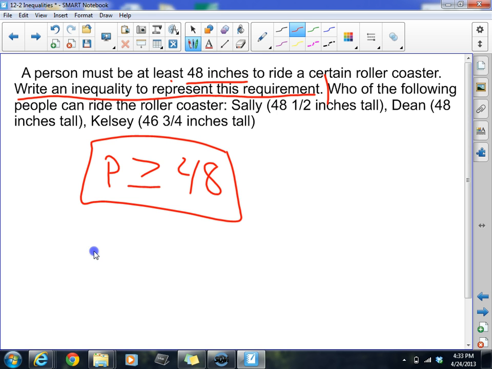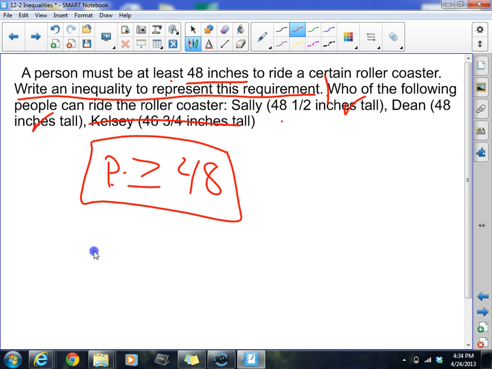Next part. Now we're going to get the second part here. Who of the following people can ride the roller coaster? So Sally is 48 and 1/2 inches tall. So she is a yes, because she is over 48 inches, she's good. Dean is 48 inches tall exactly. So he is good. He can go on the roller coaster. Kelsey is 46 3/4. 46 3/4 is less than 48. It does not satisfy this requirement. So unfortunately, Kelsey cannot ride. Poor Kelsey. But good news, Sally and Dean can.